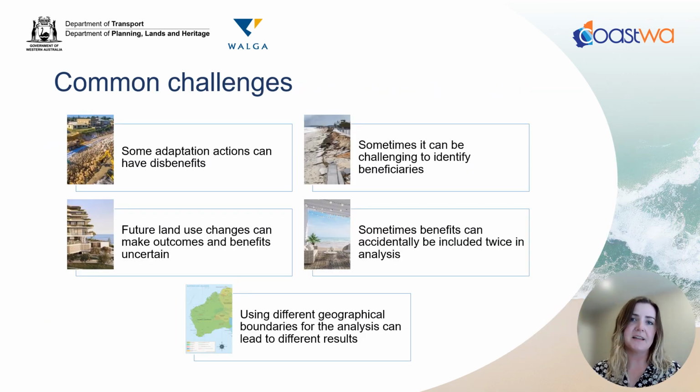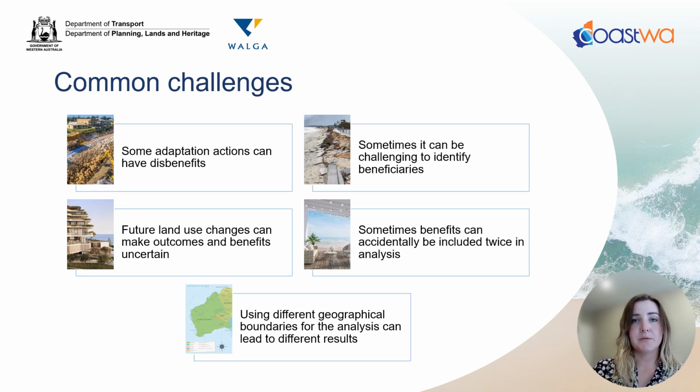There are also some common challenges that come up a lot with benefit distribution analysis. One of the key ones is understanding different benefits, costs, or disbenefits. So some adaptation actions can have disbenefits. For example, if you build a seawall, it might provide benefits to property owners by protecting their properties, but you also may lose beach width in front of the seawall, and that may therefore be a cost to people who want to use the beach, or considered a disbenefit to those people. So it's really important to identify not just capital investment costs, but also other costs or trade-offs that might be happening as a result of these adaptation actions.